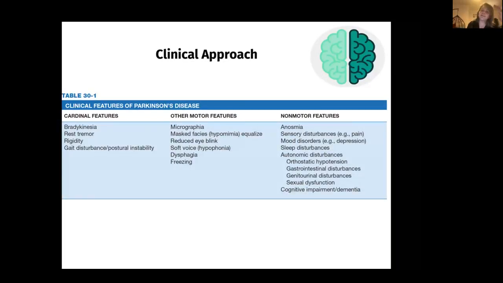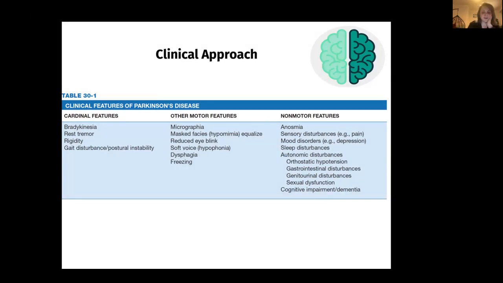Now, having discussed the pathophysiology, the etiologies and the risk factors of this disease, what are the clinical features that we can see for Parkinson's disease? There are 4 cardinal features that we are all aware of, which are bradykinesia, rest tremor, rigidity, and postural instability when they mobilize. But there are other motor features and non-motor features that can also be diagnostic and can be the first presenting features, so it's important to be aware of them.